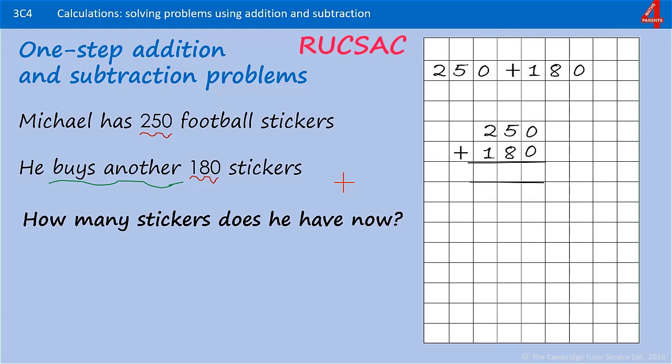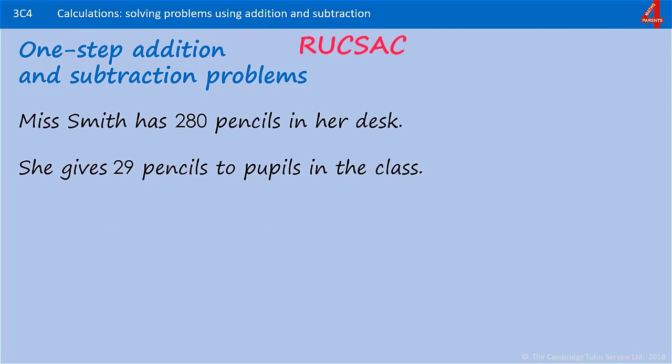0 and 0 is 0, 5 and 8 is 13, put in the 3, carry the 1, 2 and 1 is 3, add the 1 we carried, that's 4. How many stickers does he have now? He has 430 stickers. This time Miss Smith has 280 pencils in her desk.